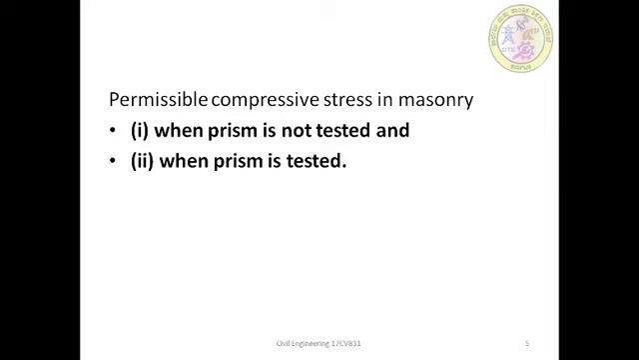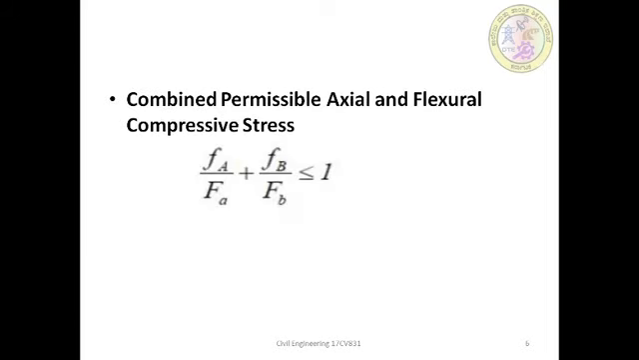of 0.75 or less. Now as far as the prism test is concerned, the basic compressive strength can be obtained by multiplying the specific compressive strength obtained from the prism test with a factor of 0.5. Now the permissible compressive stress in masonry is based on the value of the basic compressive stress fb, multiplied by a factor known as the stress reduction factor, along with the area reduction factor and the shape modification factor.